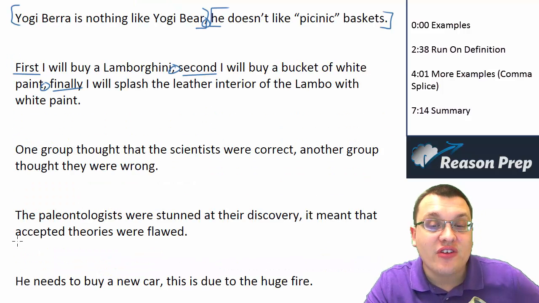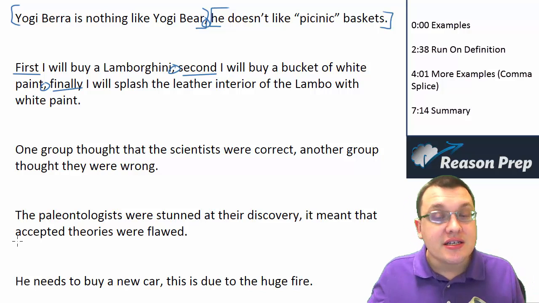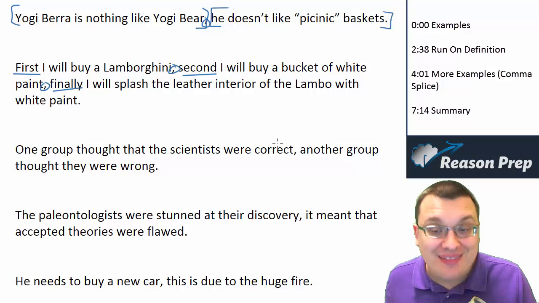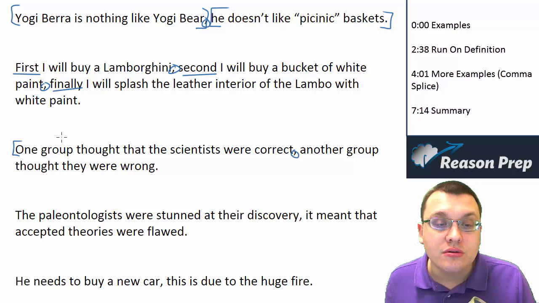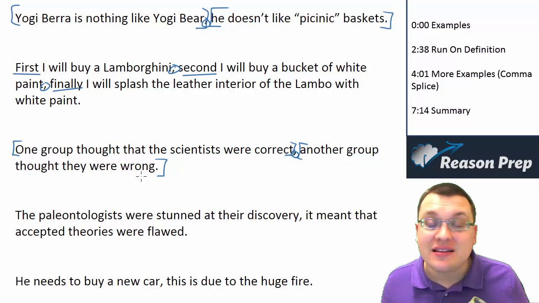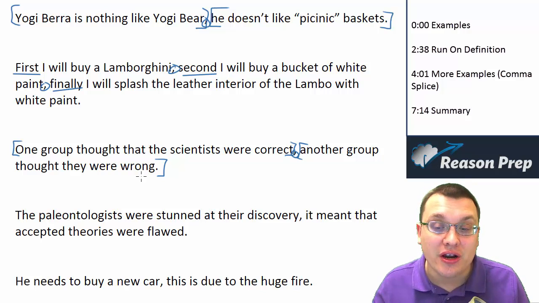One group thought that the scientists were correct. Another group thought they were wrong. So here we have a contrast. So it seems like maybe we'd want to put a comma to separate these two contrasts. But again, that's not good enough. We've got two complete independent sentences. And when you've got two complete independent sentences, just a comma is not good enough.